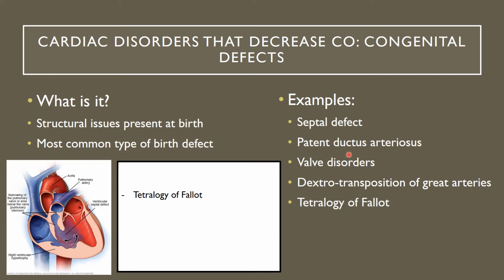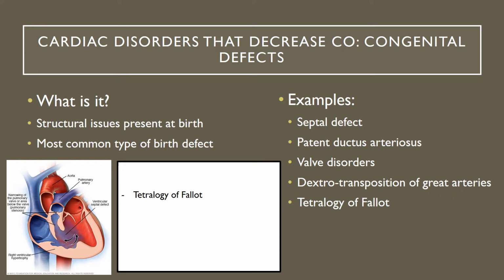We have valve disorders. These valves could be impacted. So maybe in our semilunar valve right here, in the aortic semilunar valve, we only have 2 valves instead of 3. Remember, the semilunar valves are 3. We might have 2 valves, or we might have them slightly fused, or we might have a defective chordae tendineae that affects these valves. Anything that's going to impact cardiac output and stroke volume would be an example of these congenital defects that decrease cardiac output. We could get dextrotransposition of great arteries.